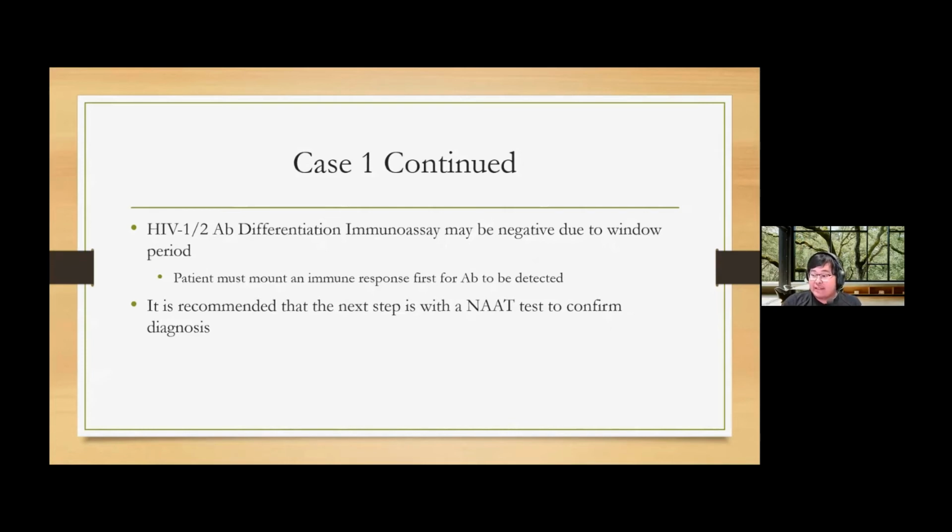But if it's positive, then that means this person is very early in infection, because what we've seen here is that we've detected P24, but there are no antibodies yet.